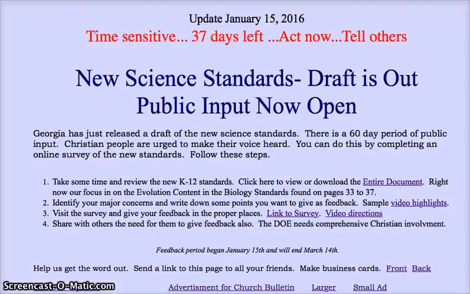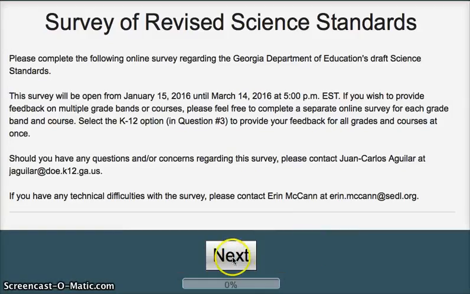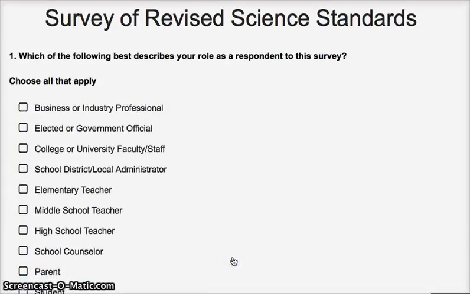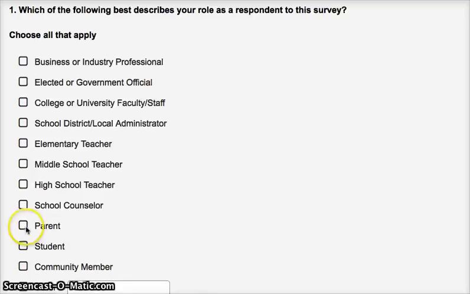Now the next thing we need to do is the survey. So we're going to click link to survey, and we have this page that pops up, and we are asked to conduct a survey. Notice the deadline, March the 14th. At the bottom, we're asked to click next, so we'll do that. The next question is, which of the following describes your role? You're asked to pick one of these. Let's just say I am a parent.